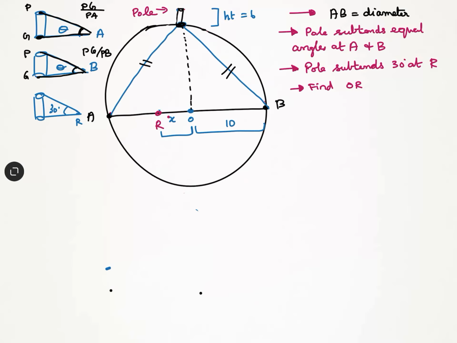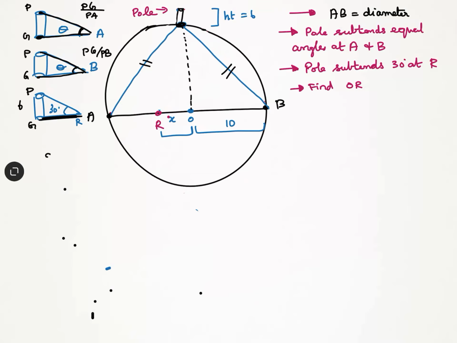Now from that pole, if I subtend an angle at R, that particular angle is theta, 30 degrees. So the pole's height is 6 meters or 6 units, and if the angle is 30 degrees, what can I say about this particular length? Let's call this P, let's call this G. What can I say about RG?